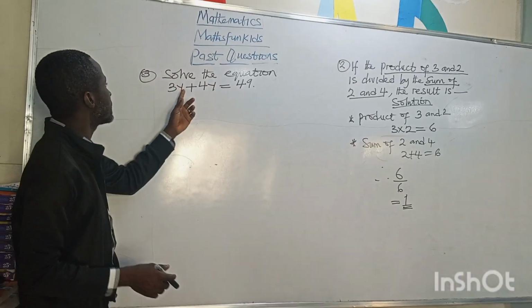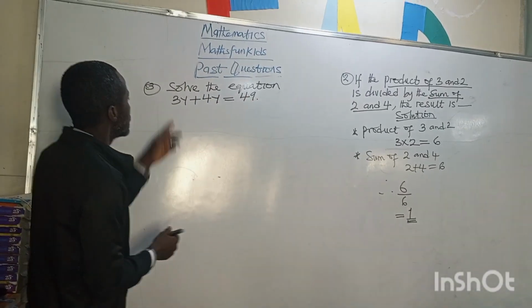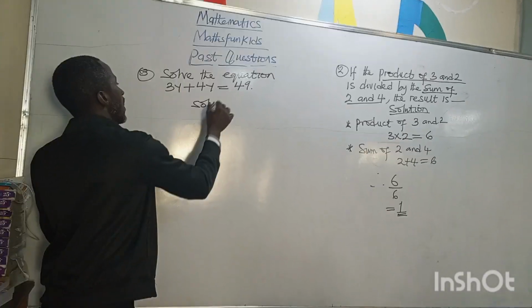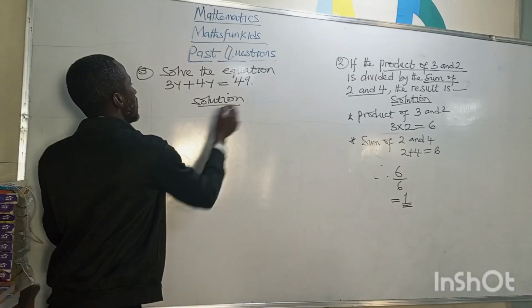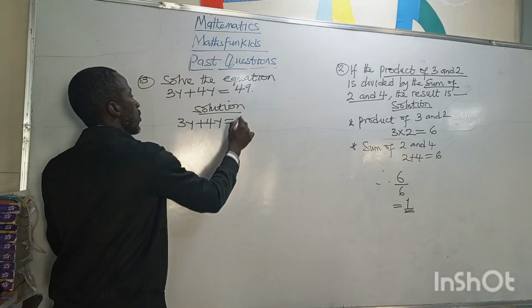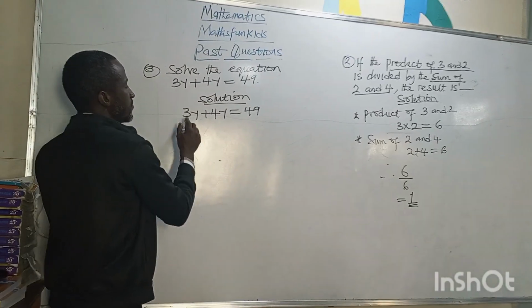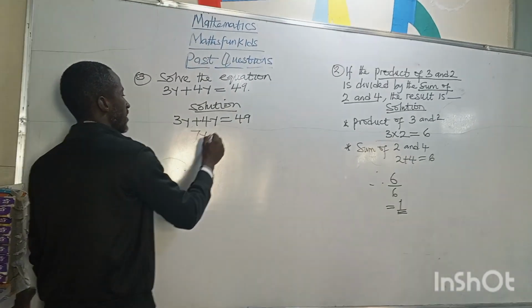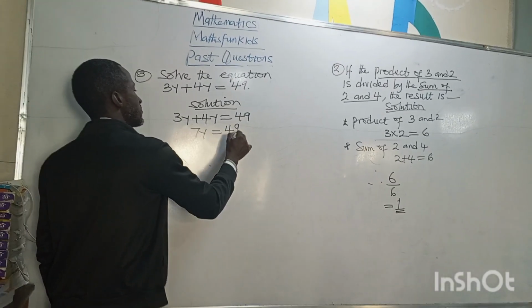The next question is solve the equation. The equation is this: 3y plus 4y equal to 49. 3y plus 4y will give us 7y equal to 49.